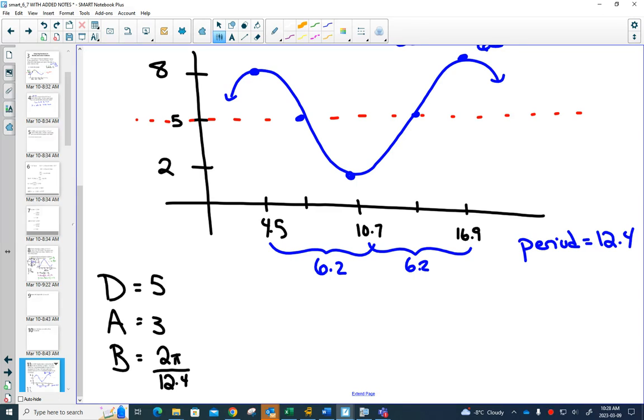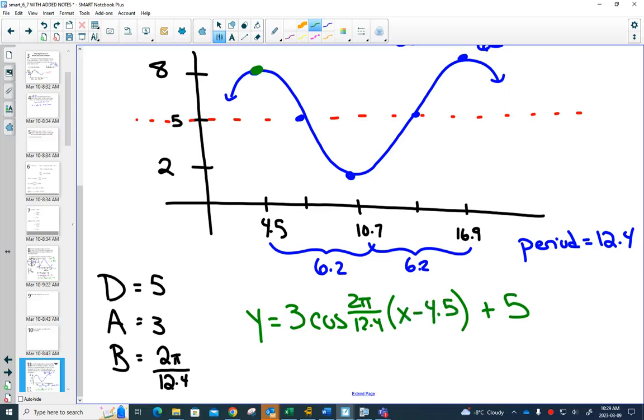So our B value is always 2 pi divided by your period, will be 2 pi divided by 12.4. And now we have enough information to graph. I'll color code them. We'll do one graph as a cos graph. Where does a cos graph start? At a maximum. So my A value is 3 cos. My B value is 2 pi over 12.4. My D value is plus 5. So your A, your B, and your D value are not going to change. Our starting point, though, is 4.5 units to the right. So to shift something to the right, I'd have to do minus 4.5.